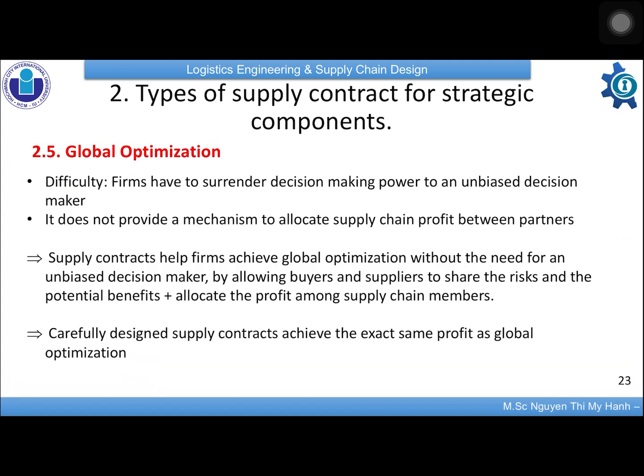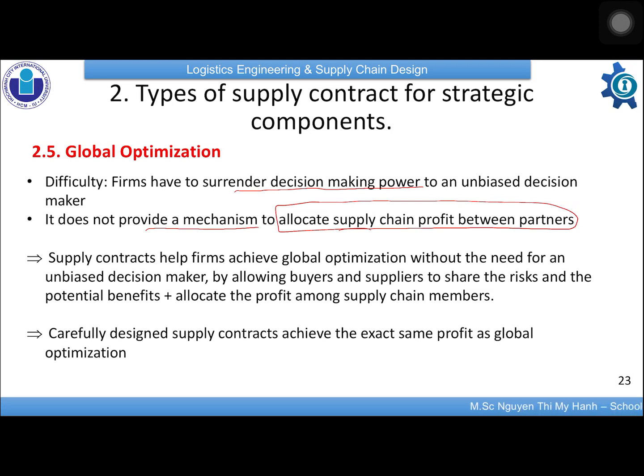However, with global optimization we have difficulty: the firms have to surrender decision-making power to an unbiased decision maker, which is not easy. And when we use global optimization, we can only determine the whole supply chain profit, but it doesn't provide a mechanism to allocate the profit between the partners.